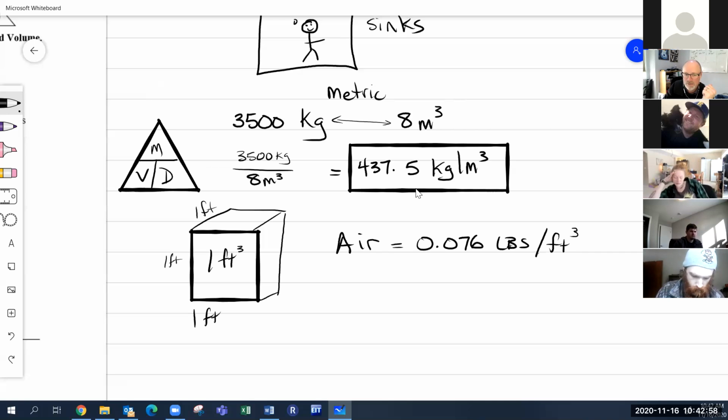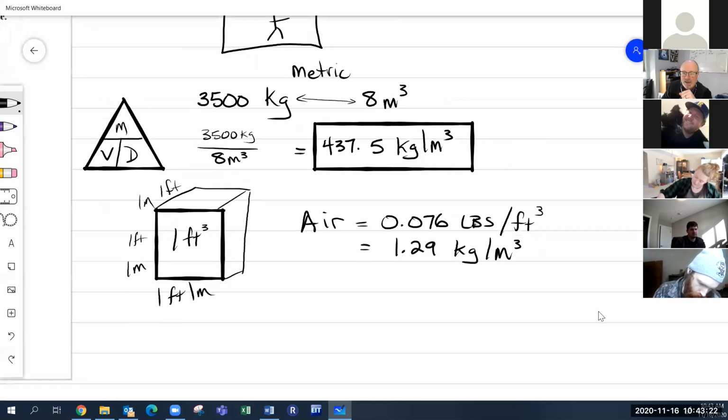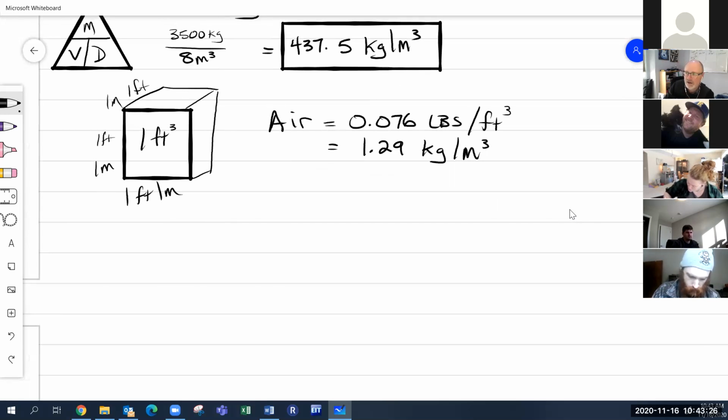So then we have to do a metric equivalent, 1 meter by 1 meter by 1 meter. So air as a metric equivalent is 1.29 kilograms per cubic meter. Everything has a mass, regardless of what it is. So having that newfound information right there, I'm going to ask you a question.